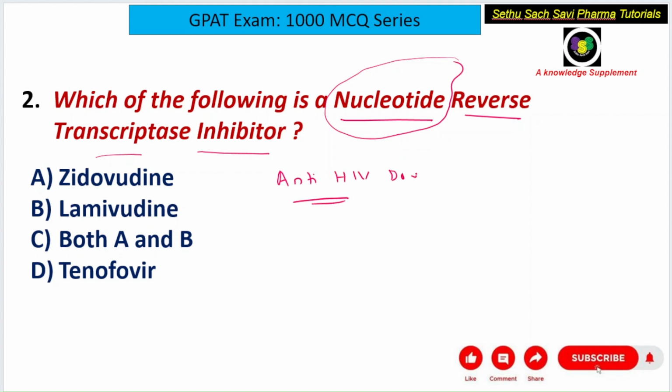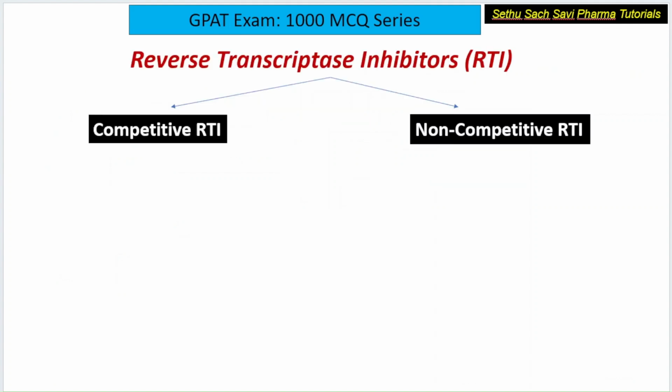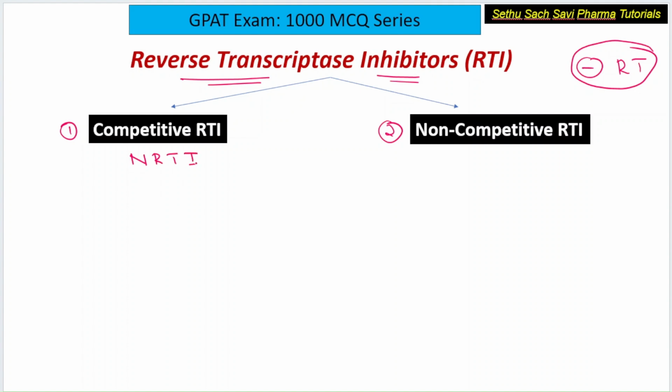Anti-HIV drugs. Okay, so you know that in the treatment of HIV, one of the mechanisms to treat HIV is to use reverse transcriptase inhibitors. Reverse transcriptase inhibitors are one of the treatment strategies to deal with the HIV virus. So reverse transcriptase inhibitors, they are nothing but they inhibit the enzyme called reverse transcriptase. Now they are of two types: competitive reverse transcriptase inhibitor and non-competitive reverse transcriptase inhibitor. Now this competitive reverse transcriptase inhibitor is also called NRTI. Whereas the non-competitive reverse transcriptase inhibitor is also called NNRTI.